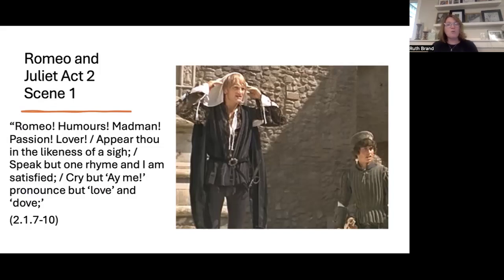He says to Romeo, "Cry but 'Ay me!' Pronounce but love and dove." Little poem there. "Speak to my gossip Venus one fair word, one nickname for her purblind son," that's Cupid, "he that shot so trim when King Cophetua loved the beggar maid." Venus would be the goddess of love.